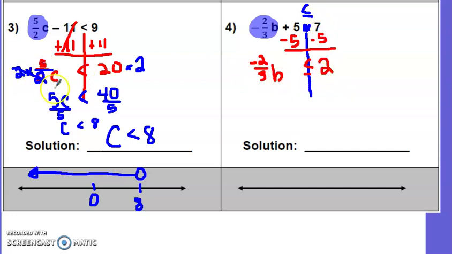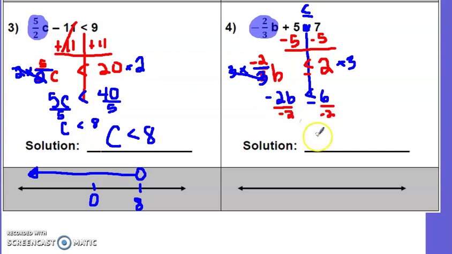So same thing as what we did over here. This is 5 divided by 2. Well, this is negative 2 divided by 3. So because we're dividing by 3, the inverse of that is to multiply both sides by 3. That cancels the 3's out. That gives us negative 2b is less than or equal to 6. To get b by itself, we are going to divide both sides by negative 2. And when we do that, we get b is less than or equal to negative 3.